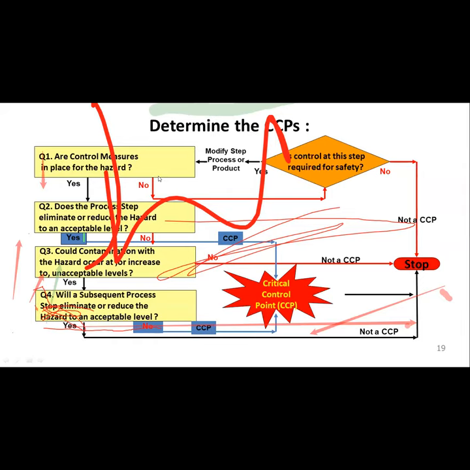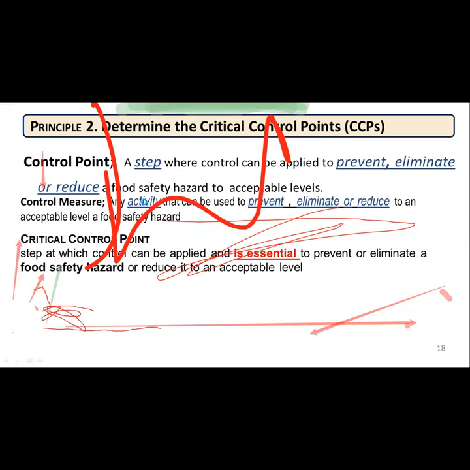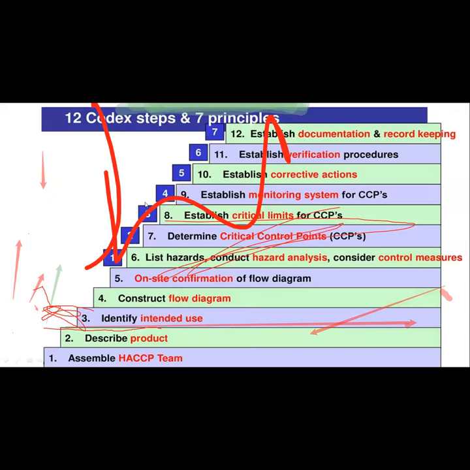Okay, sir. And one last question. Are the HACCP 7 principles the same for TACCP and VACCP also? No, the 7 principles are mainly for HACCP. This is not for TACCP and VACCP. You can use this, but TACCP and VACCP are slightly different from HACCP.